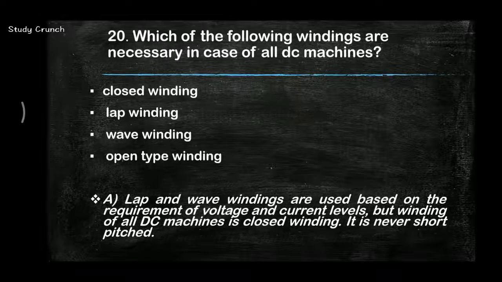Next, which of the following windings are necessary in case of all DC machines? So the answer is A, that is closed winding. Lap and wave windings are used based on the requirement of voltage and current levels, but the winding of a DC machine is closed winding. It is never short pitched. So the answer is A, that is closed winding.